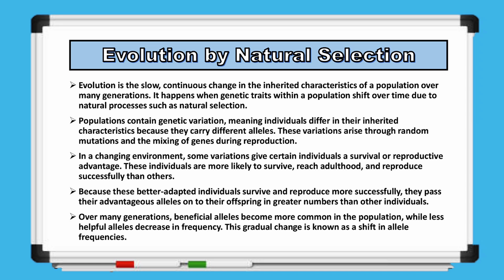In every population, there is genetic variation, which means individuals are not all the same. They have different characteristics because they carry different alleles. These differences come from random mutations and from the mixing of genes during reproduction. When the environment changes, some of these differences become useful.